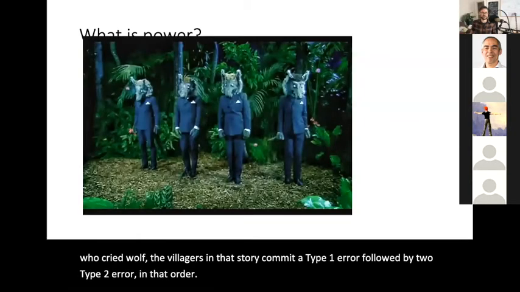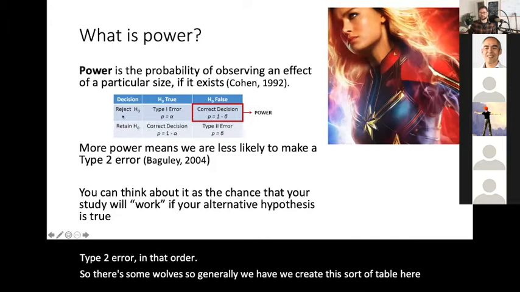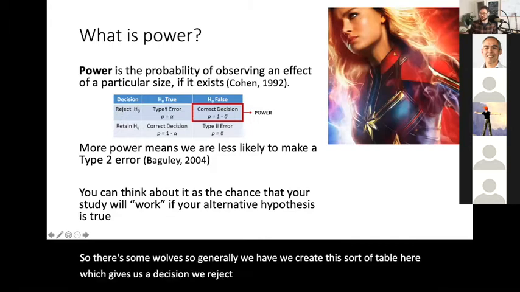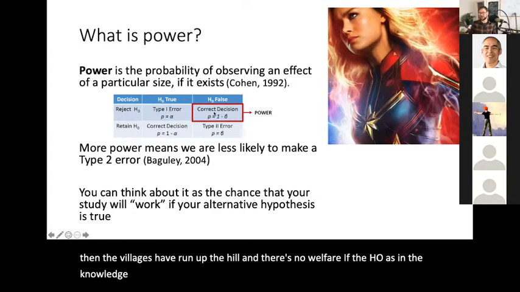So there's some wolves. Generally we create this sort of table here, which gives us our decision. We reject our null hypothesis. If the null hypothesis is true, then the villagers have run up the hill and there's no wolf there. If H0, as in the null hypothesis, is actually false, then this is the correct decision. This is what we're hoping to find.